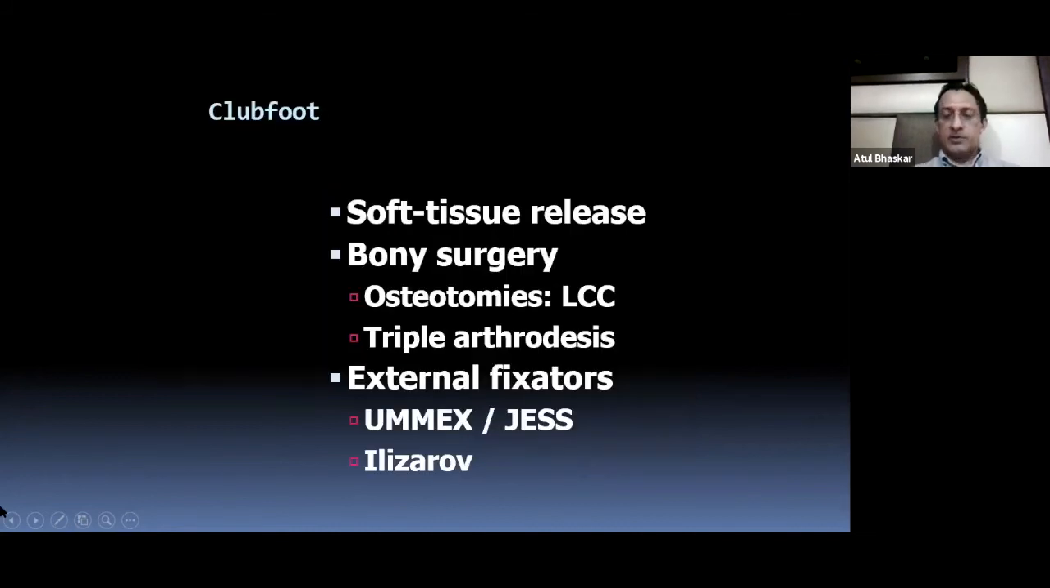And the structures which you release, I'll just allude to that. The soft tissue release will include the posterior soft tissues, the medial soft tissues, and the bony structures as well in the older child. So you do a lateral column shortening, and you do a triple arthrodesis for the salvage procedures.